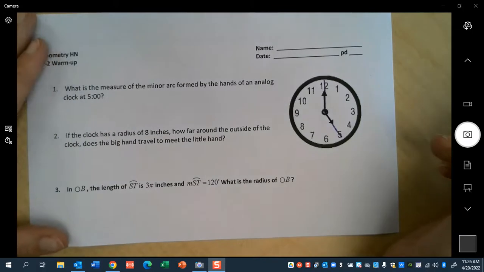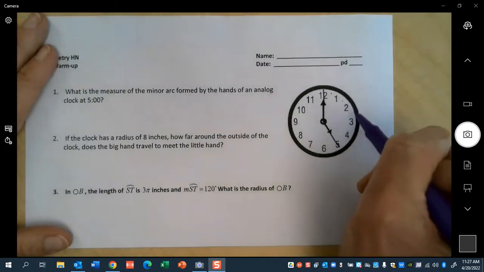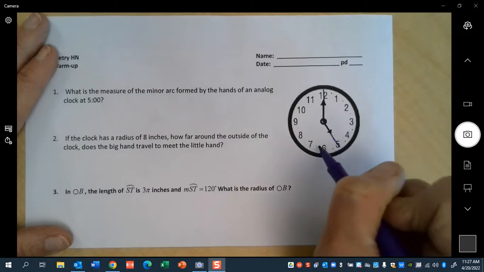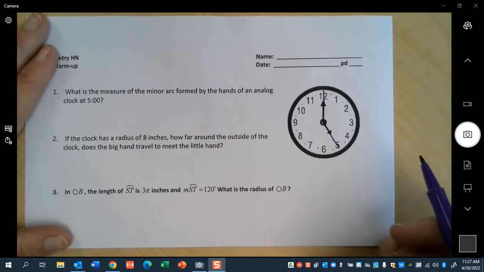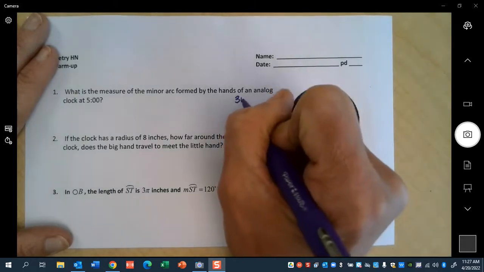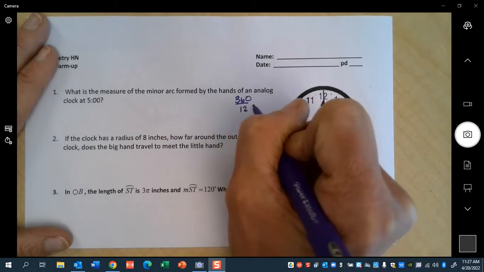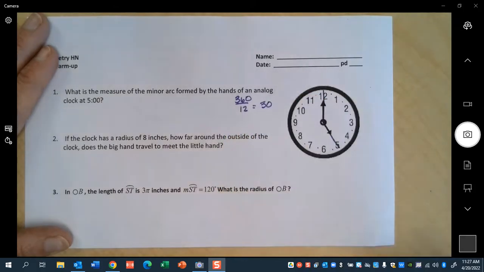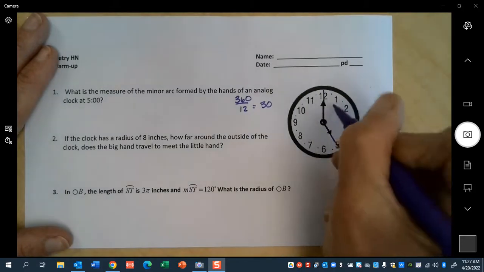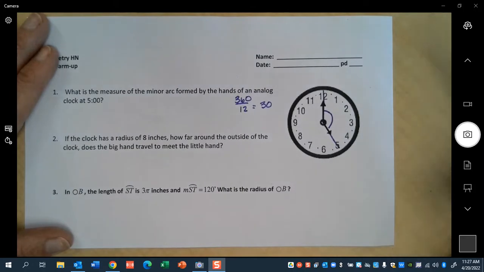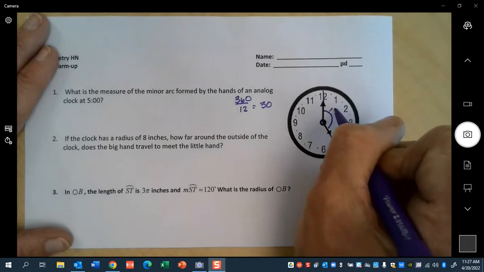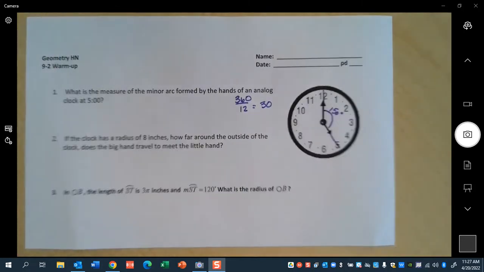And the clock is divided into 1, 2, 3, 4, 5, 6, 7, 8, 9, 10, 11, 12 even sections. So that 360 divided by the 12 means that each section is 30 degrees. So when I talk about a 5 o'clock angle, that's going to be 1, 2, 3, 4, 5 times 30, which gives me a central angle of 150 degrees. Thumbs up if you got that far.